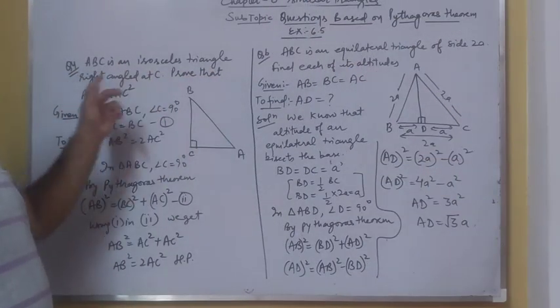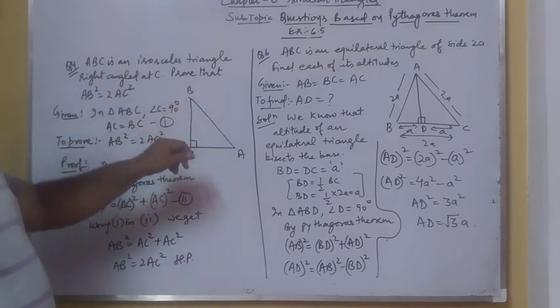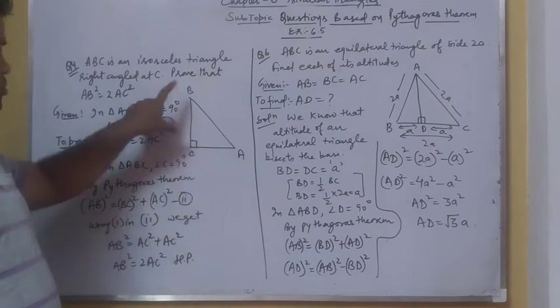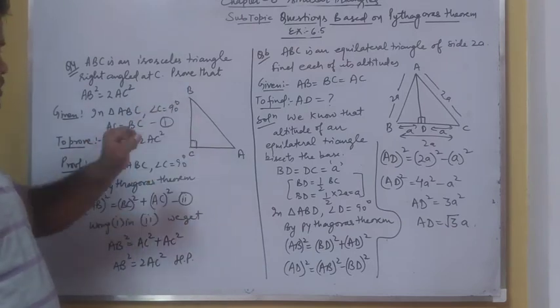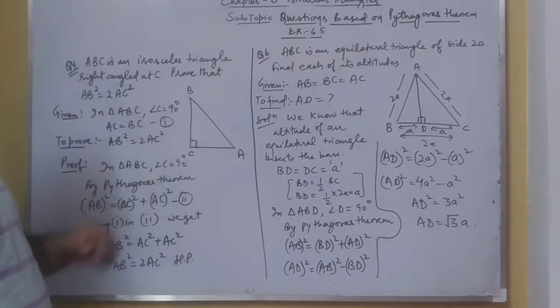ABC is an isosceles triangle right angled at C. Prove that AB square is equal to twice of AC square. We draw a triangle ABC which is an isosceles triangle. Here AC is equal to BC and it is right angled at C. In the given we write this, and we consider AC equal to BC as first equation. We have to prove AB square equal to twice of AC square.